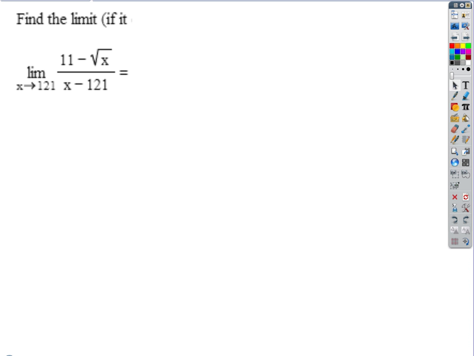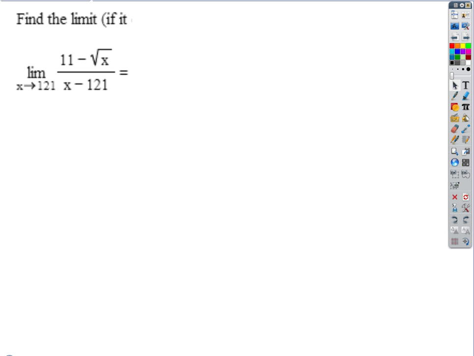All right, so something like this, find the limit. Real quick, what do we always do when we're trying to evaluate a limit first? First thing we always try. Substitution. Direct substitution or direct evaluation. So we're going to try that. Doesn't work here, right? We get 0 over 0, more work. So we've got to do something.